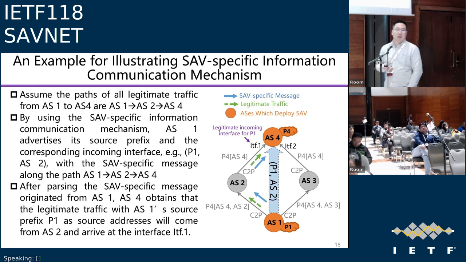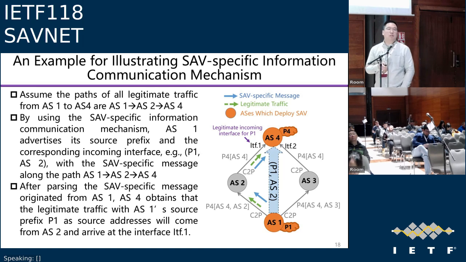The figure on the right has four ASes, and AS1 is a customer AS of AS2 and AS3. And AS2 and AS3 are the customer ASes of AS4. And prefix P1 and P4 are the prefixes of AS1 and AS4 respectively. P4 is advertised to AS2 and AS3, and then AS2 and AS3 advertise it to AS1. Then AS1 selects the path AS1, AS2, and AS4 as a path of the traffic with P4 as destination addresses. Please note that only AS1 and AS4 have deployed their inter-domain SAV.